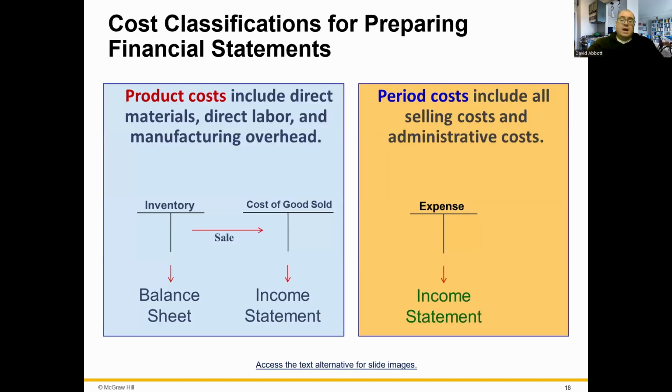Okay. And so we kind of see here how that's going to go into our T accounts and into our different areas. So we see that our product costs include our direct materials, direct labor, and manufacturing overhead. And so upon a sale, our inventory is going to go from our balance sheet inventory account into our cost of goods sold account, which is going to then affect our income statement. And then period costs, which are all of our selling and administrative costs that we talked about. So anything not specific to manufacturing the product, all the other overhead, are expenses and they'll get listed on the income statement.